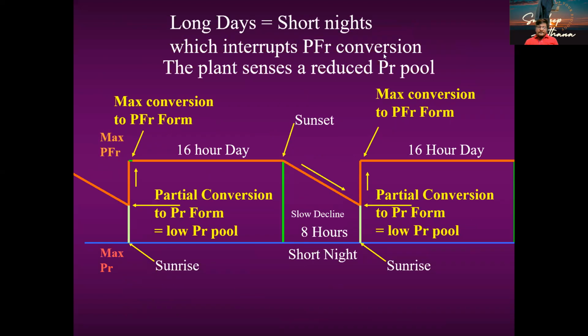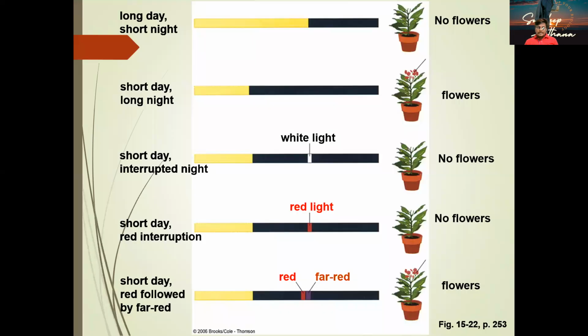So this is again the ratio. Long day means short nights. Short nights means less PFR and more PR. So short night means the PFR level is going to be more compared to the PR, because long day converts PR into the PFR. Look at this. This is going to give you some idea. Long day, short night, no flower. Short day, long night, it is going to flower.